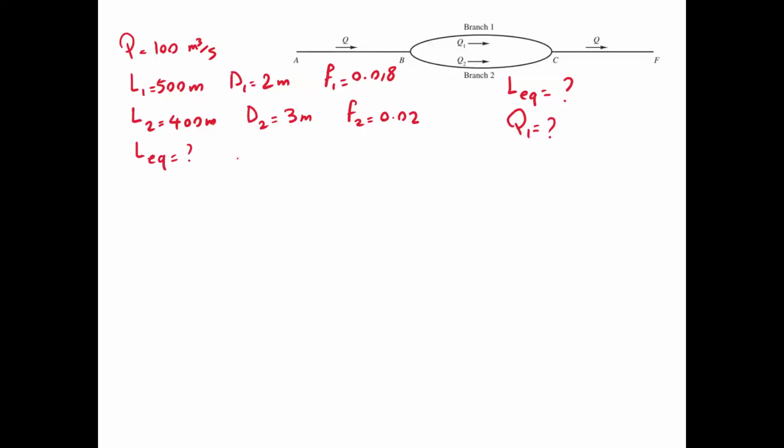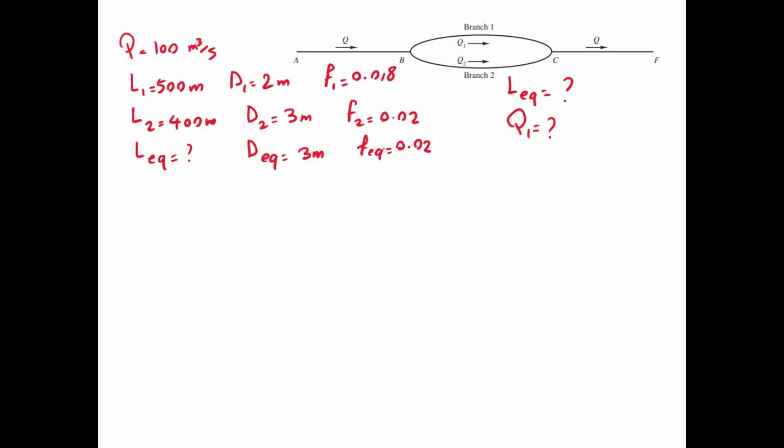For L equivalent is the question. It says that you have the diameter. Diameter is the same as branch 2, and F of equivalent is 0.02. So it's going to replace one pipe with these two, but the diameter and the F is the same as pipe 2.